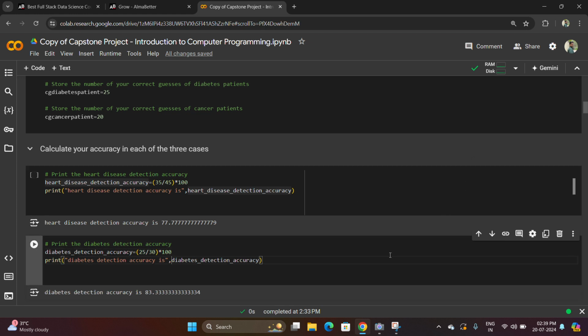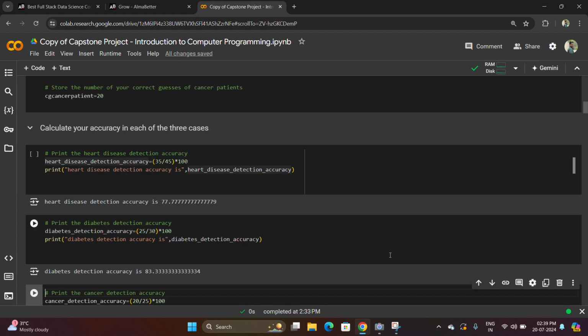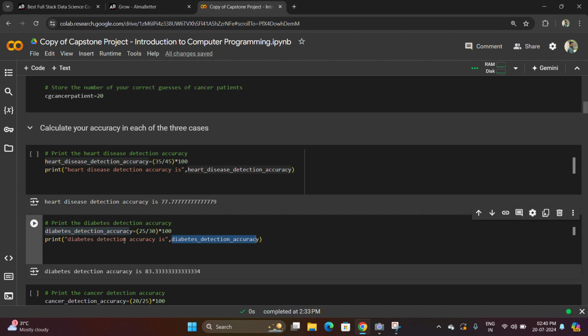Similarly, we print the diabetes detection accuracy. Diabetes detection accuracy is equal to 25, the detected patients, divided by 30, the total patients, multiplied by 100. When printing, the output we provide is the text 'diabetic detection accuracy is', and after the comma we give the variable where the value is stored, so that value will be printed here.